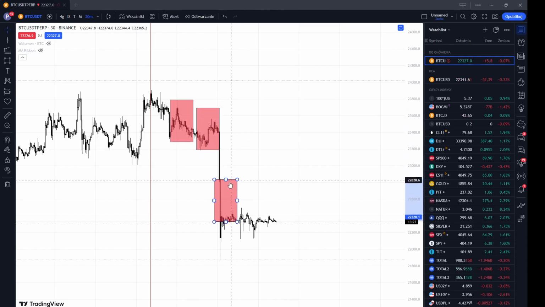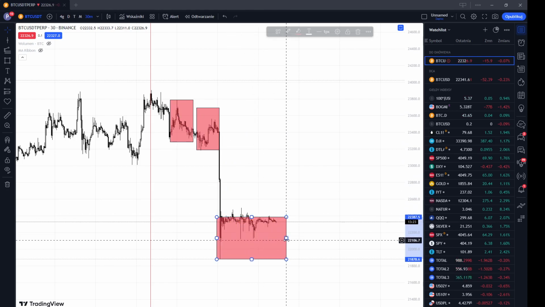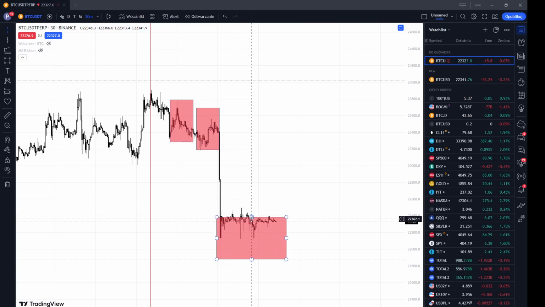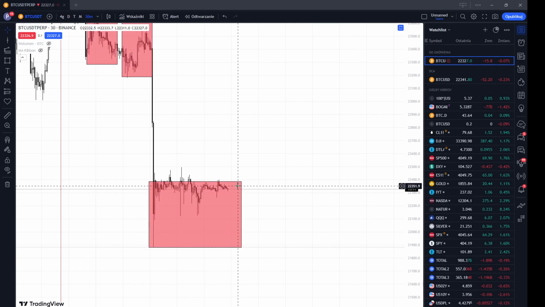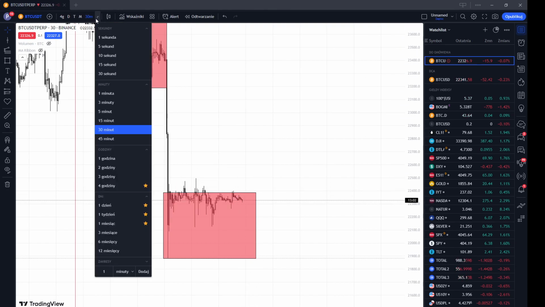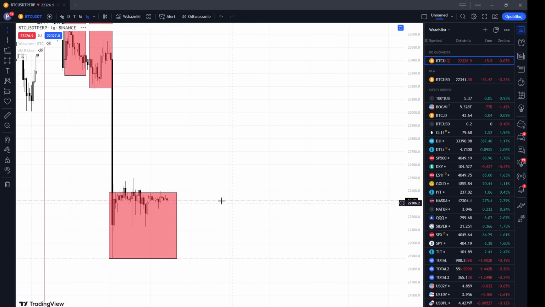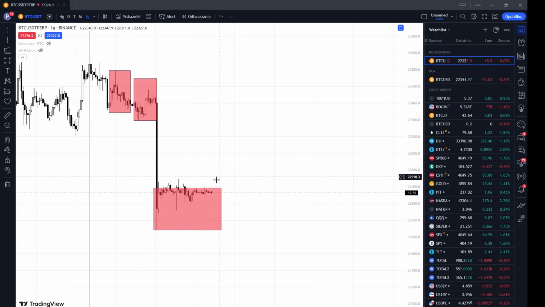If we go here, you see where the bears hit with their shorts, it's right from the top of this rectangle. So the bear's objective is to prevent bulls from closing, I would say maybe 1 hour candles above this level. So this is a 1 hour trend, I would call it.